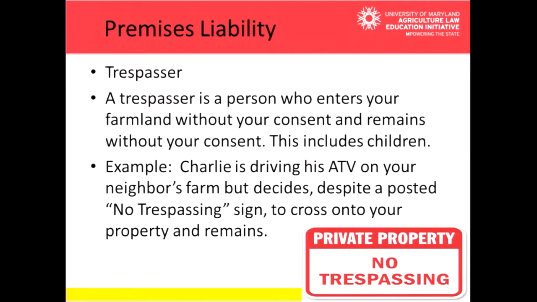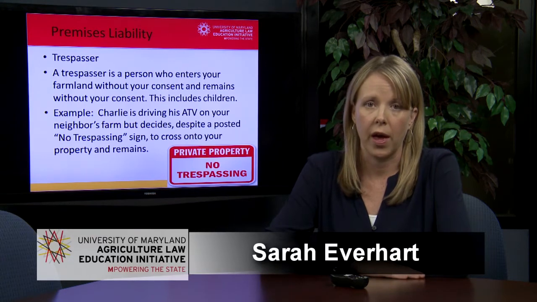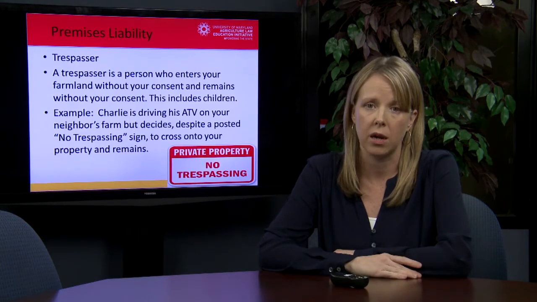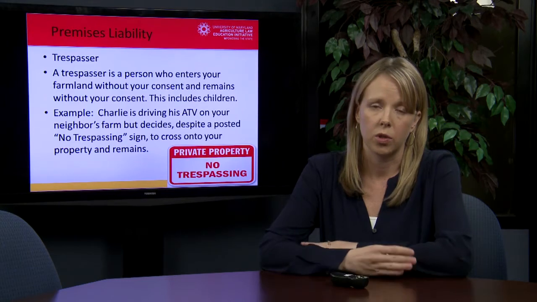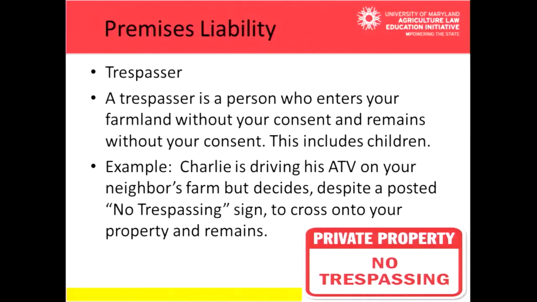The first classification that we'll talk about is that of a trespasser. This is the lowest level duty of care that a person will have. A trespasser is a person, as we all know, who enters your land without your consent and remains there. This includes children. Some states differentiate between children and adults, and there's different levels. In Maryland, children are treated the same as adults. If they're trespassing, they're trespassing.